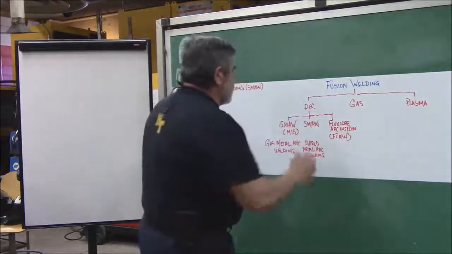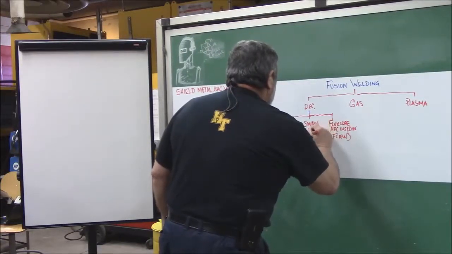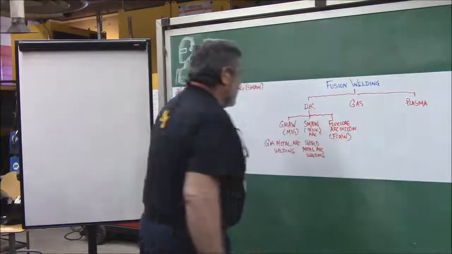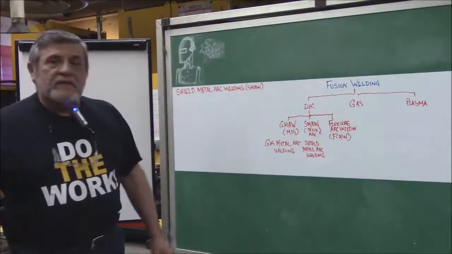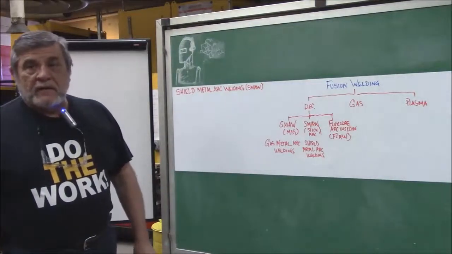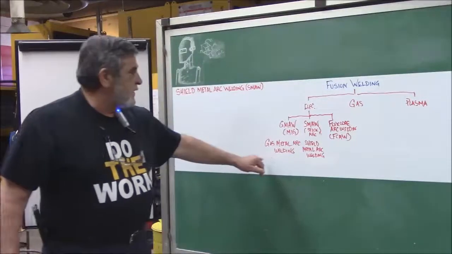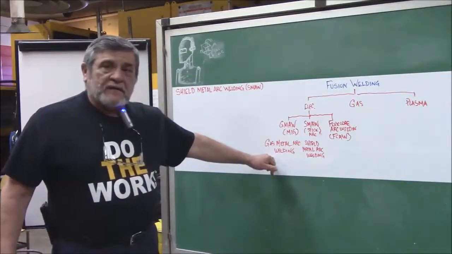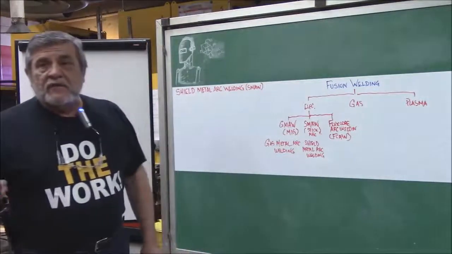The second term is shield metal arc welding, or SMAW. The old term is stick or arc, right? So shield metal arc welding is the term we want to use, and gas metal arc welding. But if something is mentioned as MIG and stick, you'll know what that means.